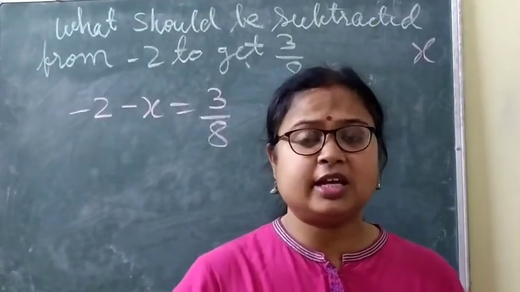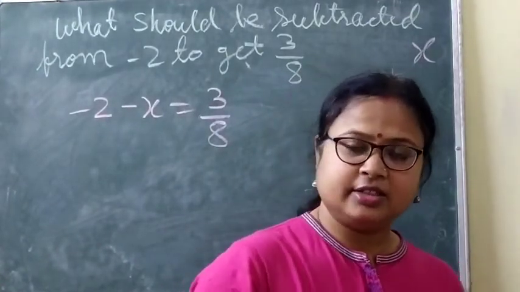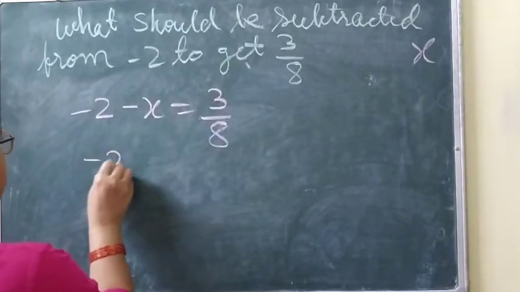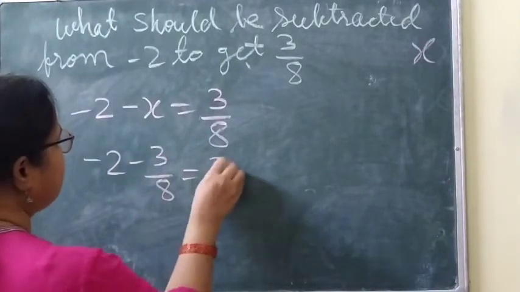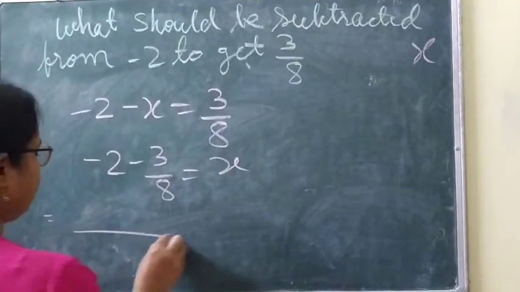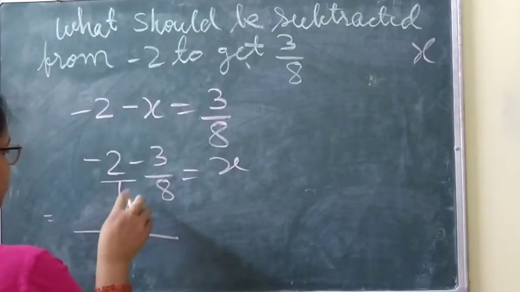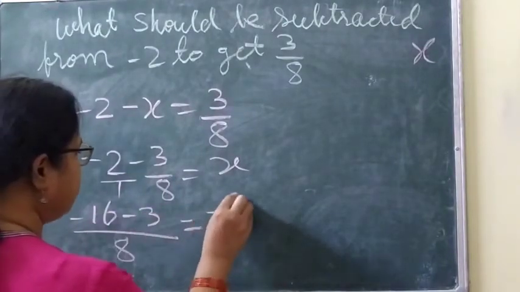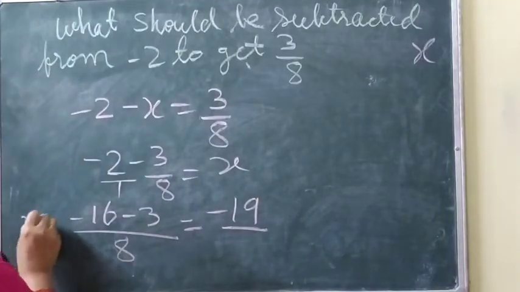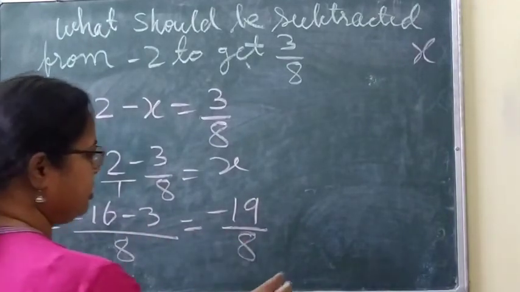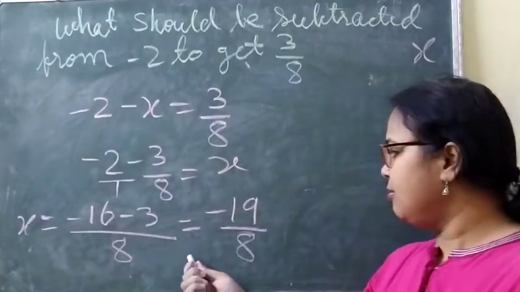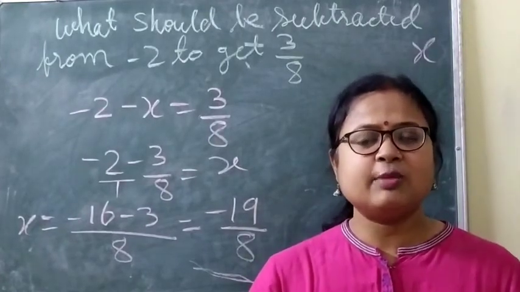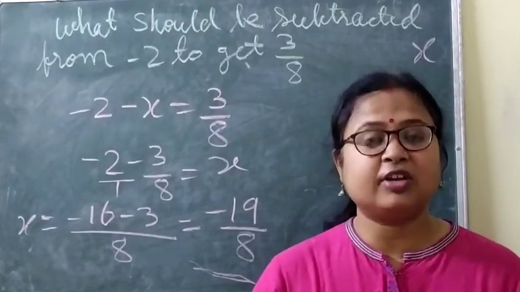Solve it. So again you will make this X positive. How will you make this X positive? Change the side. Yes. Side change, sign change. So we can write minus 2 minus 3 by 8 is equal to X. So here it will be 8, here we can write 1. So minus 16 minus 3, and minus 16 and minus 3 is minus 19. So X is equal to minus 19 by 8, so your final answer will be minus 19 by 8.